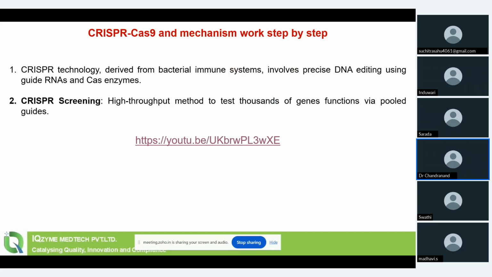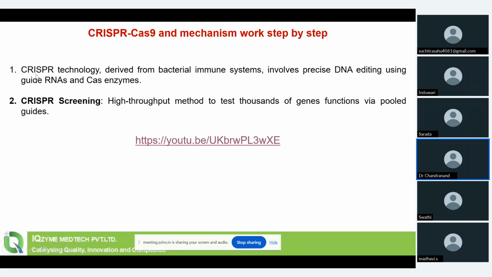Okay. So CRISPR technology derived from bacterial immune systems. It involves precise DNA editing using guide RNAs and Cas enzymes. This is a pre-requirement. You need to have a guide RNA against which the DNA needs to be anchored and removed or cut. And the catalytic role played by the Cas enzyme protein is significant here. And CRISPR screening is a high throughput method to test thousands of gene functions via pooled guides.